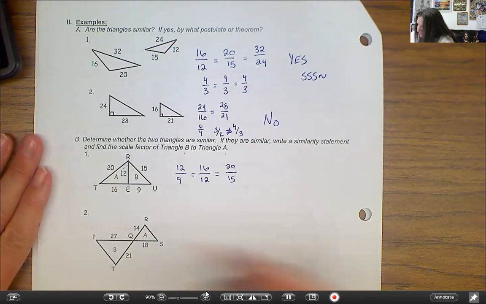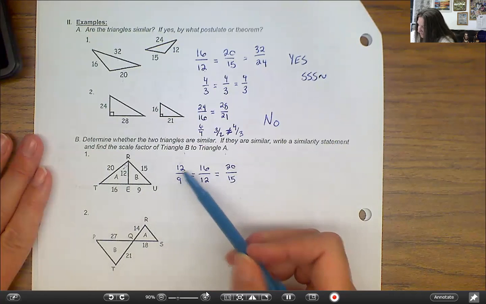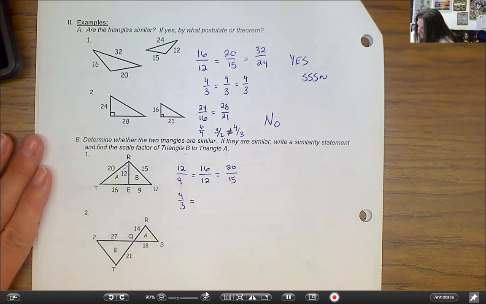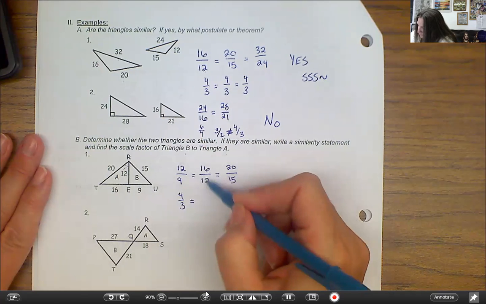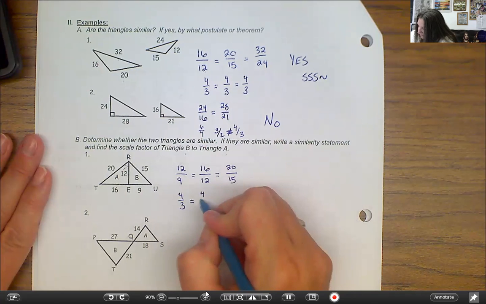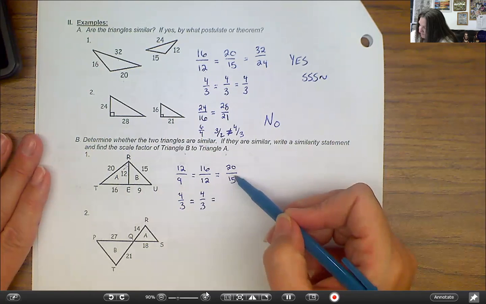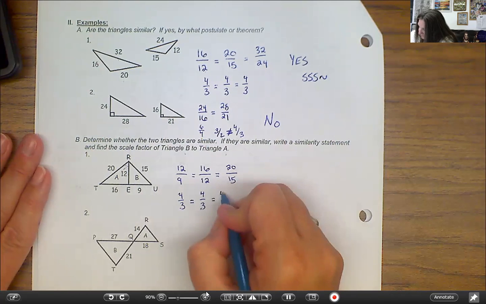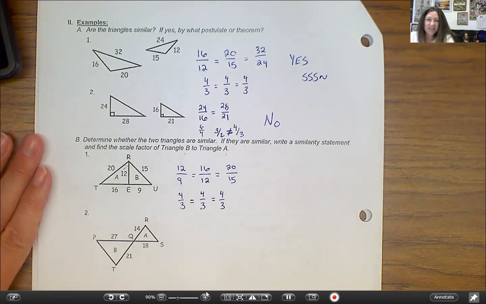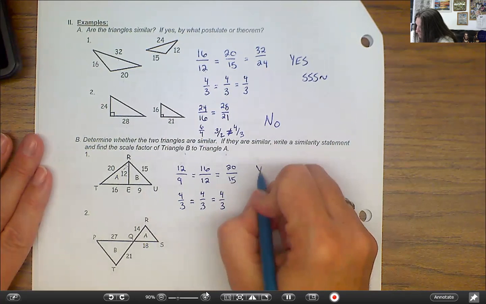Now again, I want to reduce these fractions. I should notice these both divide by 3, so that would give me a scale factor of 4/3. If I use 16/12, these divide by 4, so that would become 4/3. And then 20/15, those divide by 5. So again, 4/3. Same scale factor each time. So if we ask, are they similar? We would say yes.